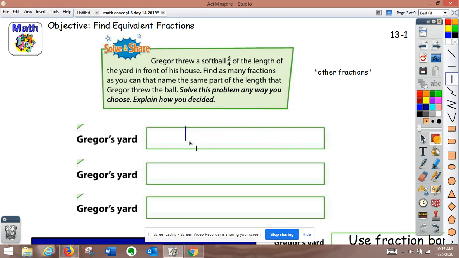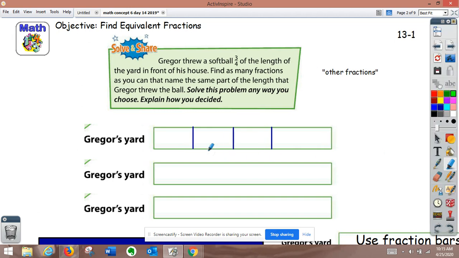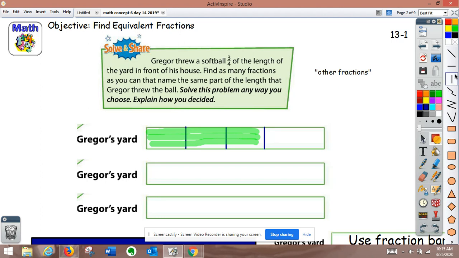I'm going to divide this into 4 equal parts, right? 3/4 tells you that it's divided into 4 equal parts, and that 3 of those parts are what we're talking about. There's our 3/4 of his front yard where he threw that ball. We're looking for some other fractions that might line up with that.